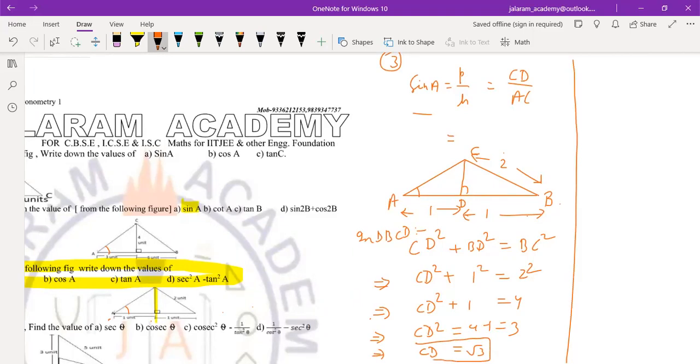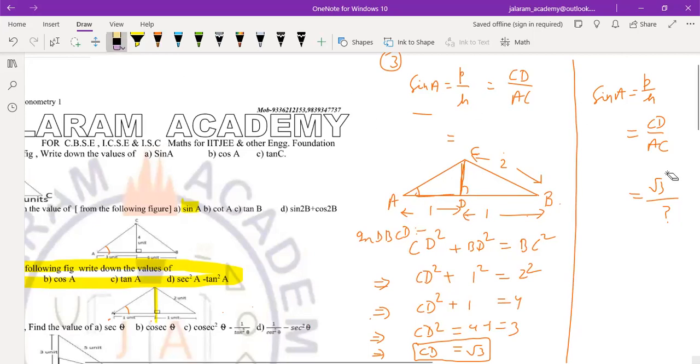This information is used directly. So how to find sine? Sine is perpendicular upon hypotenuse. Perpendicular is CD, hypotenuse is AC. CD we have calculated, it is root 3. Now what is the value of AC? This is again unknown. So using the value of CD and AD, first we find the value of AC. Then only we can find the value of sine A.